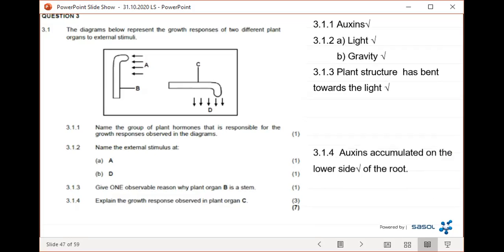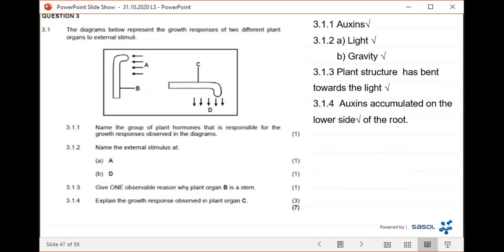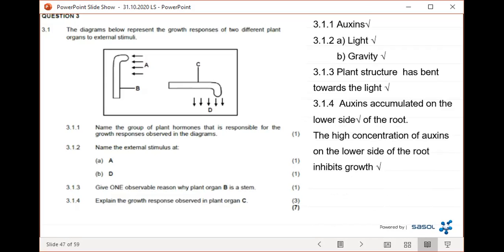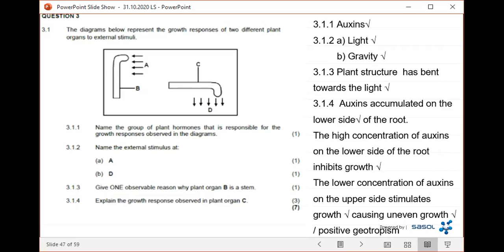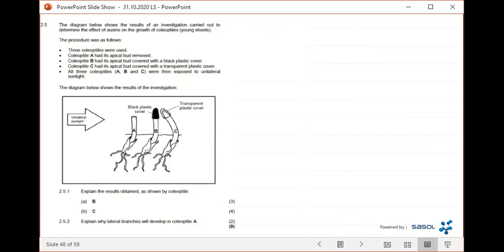So basically, we are explaining the auxin activity during geotropism. So auxins accumulate on the lower side of the root. Then the high concentration of auxins on the lower side of the root inhibits growth. Then the lower concentration of auxins on the upper side stimulates growth, causing uneven growth, or what we call positive geotropism. Okay, so that is for 3 marks. So if you mentioned any 3 points, then you get your 3 marks, right? Okay, next question.